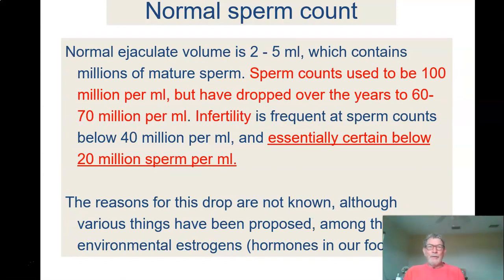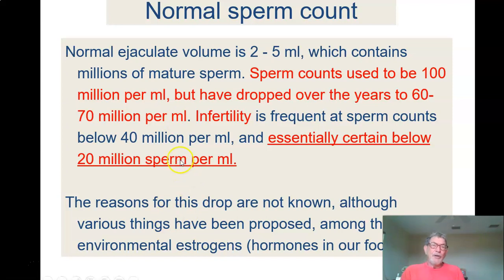Normal sperm count was always considered to be about 100 million sperm per milliliter. That's a lot. Nowadays it seems to be about 60 or 70 million per milliliter. Apparently it's plenty. People haven't stopped having kids.